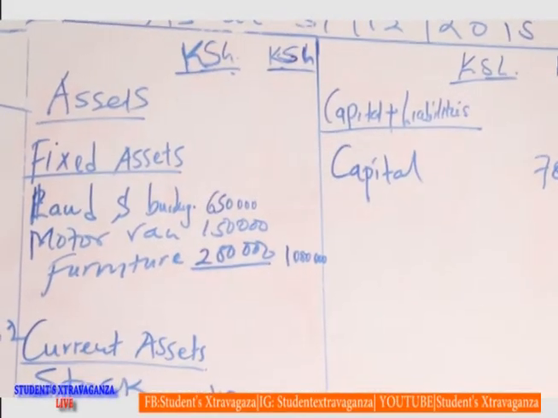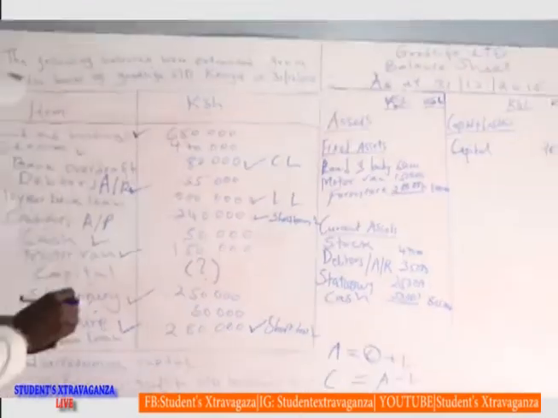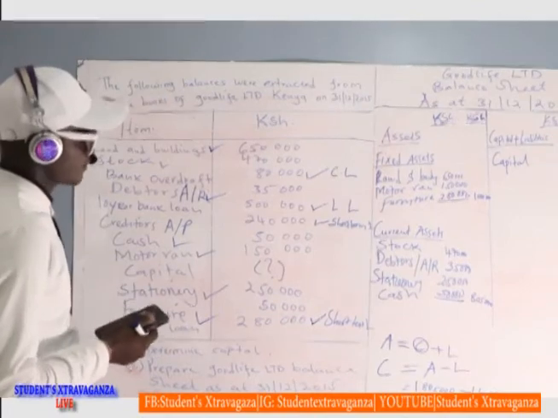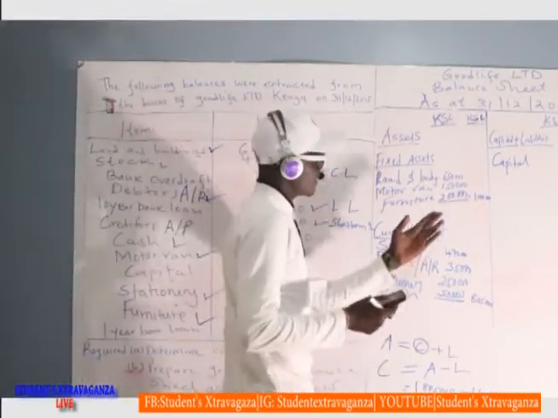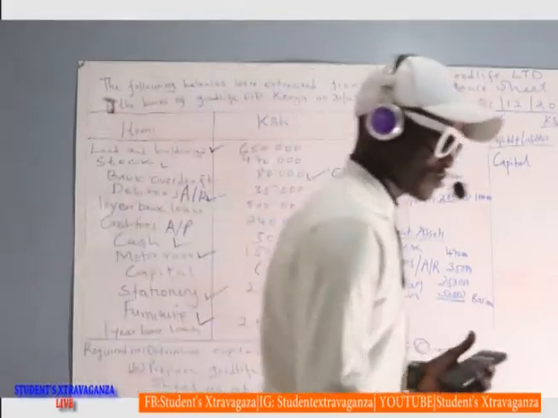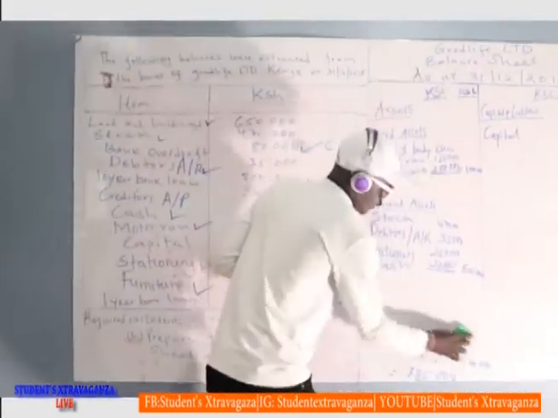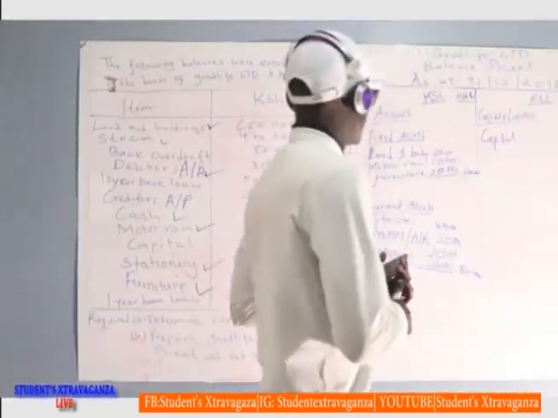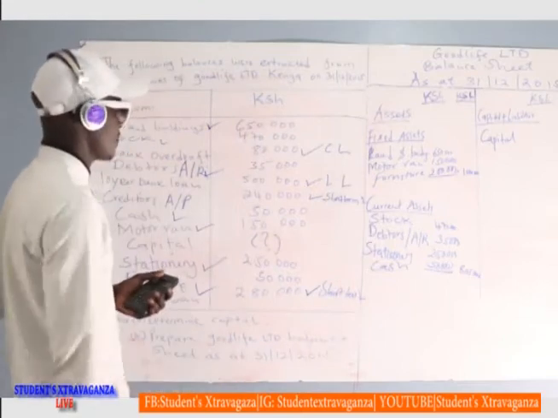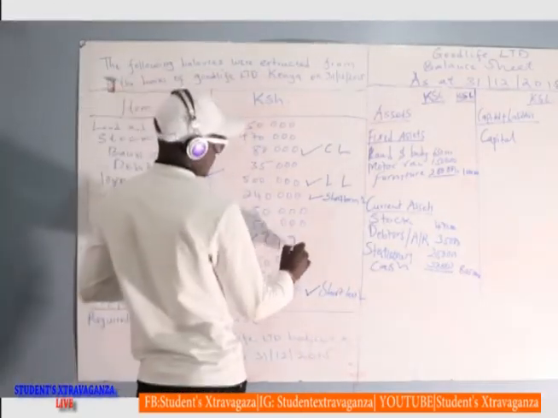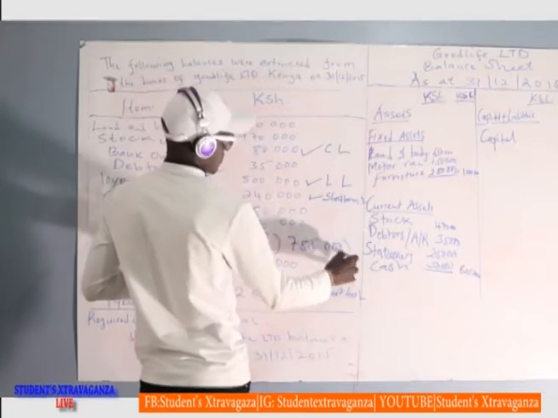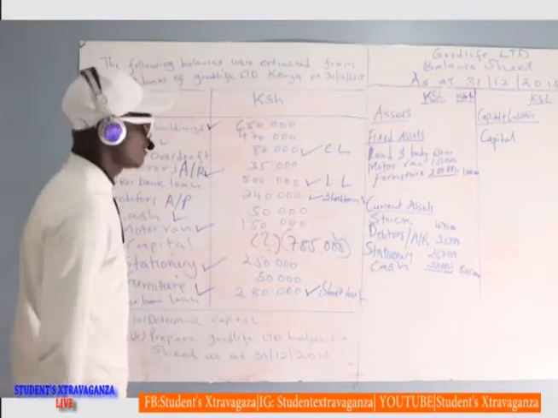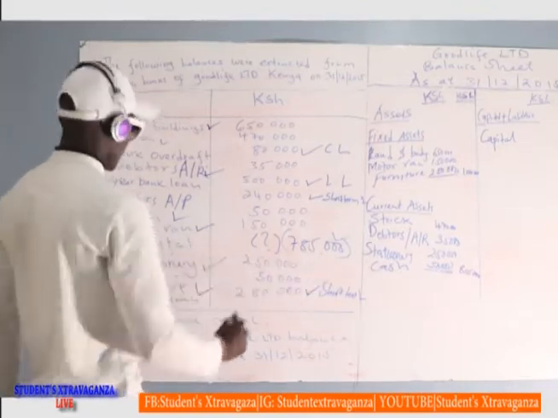We have capital as 785,000. We have calculated our capital, so we are done with this bookkeeping equation. So let's proceed. Capital, we've listed our capital as 785,000. That was our first question, the first question that was asked, to determine capital, 785,000. We calculated it there.